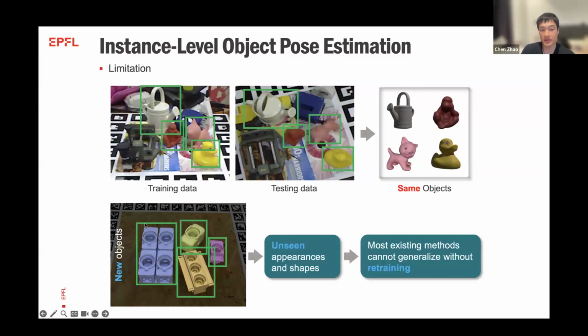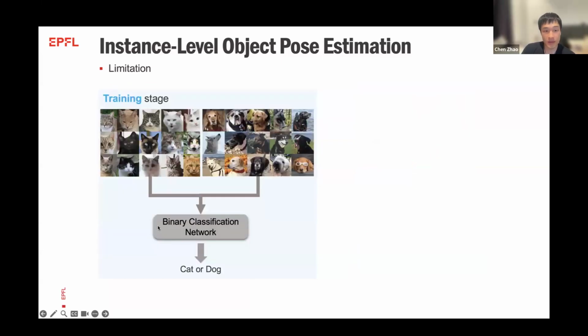But in real applications, there might be some new objects which are not included in the training set. For these new objects, the appearances and the shapes could be very different from those of the training objects. So that's why these methods cannot generalize without retraining on these new objects. And here I have a detailed example showing why the deep learning method cannot generalize to new objects.